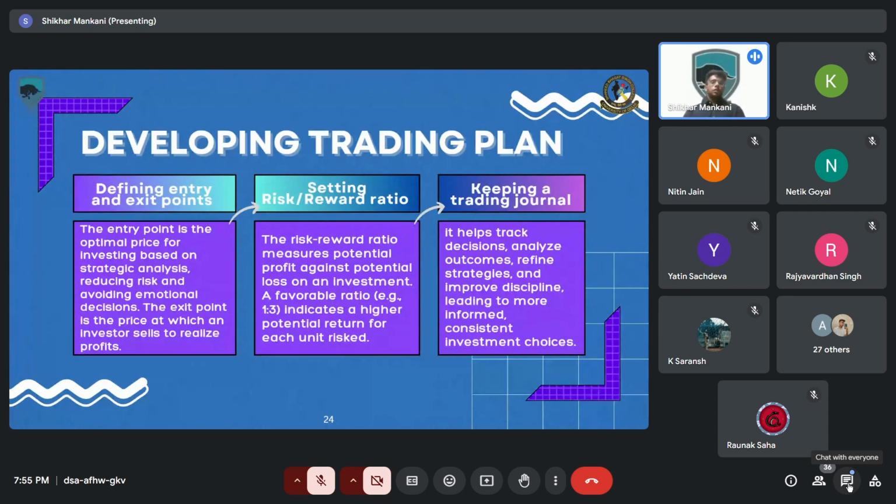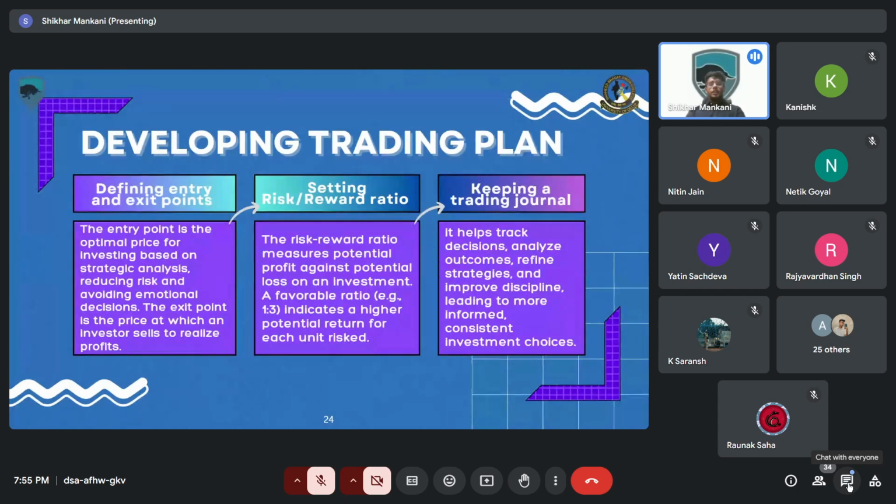Then after setting a risk to reward ratio and developing your plan, what indicators you must use, what patterns you must use, again that is your personal choice. We have talked about many indicators such as RSI, moving average. That is your personal choice, guys, whatever suits you the best.